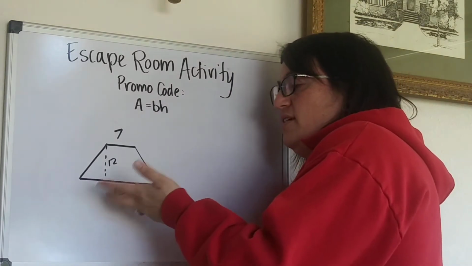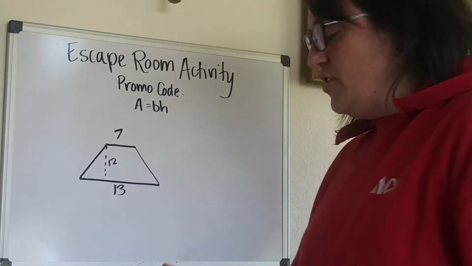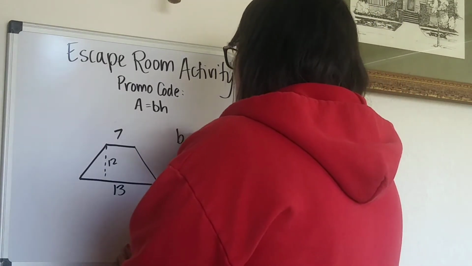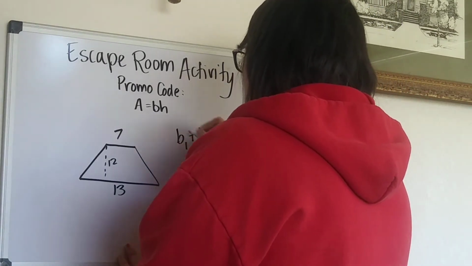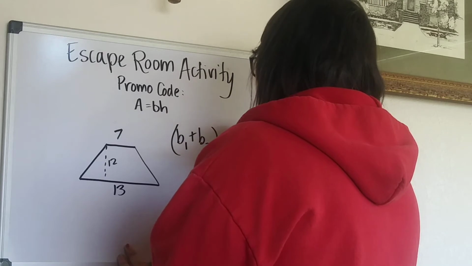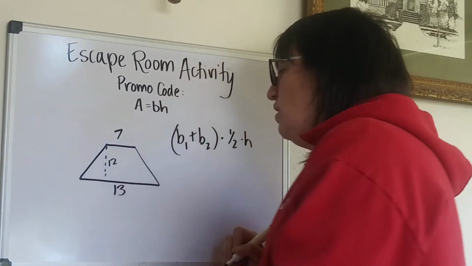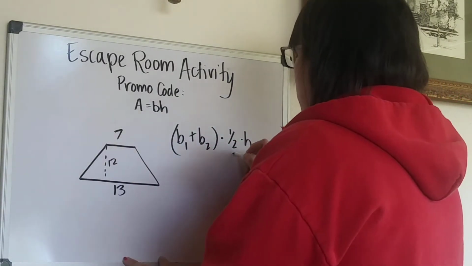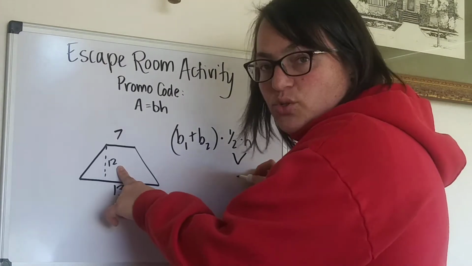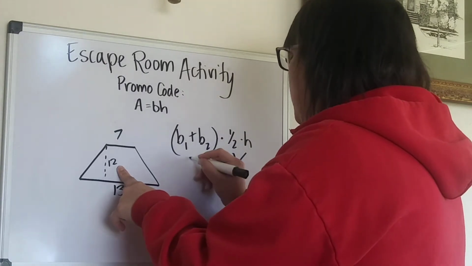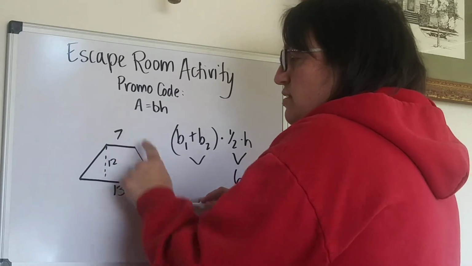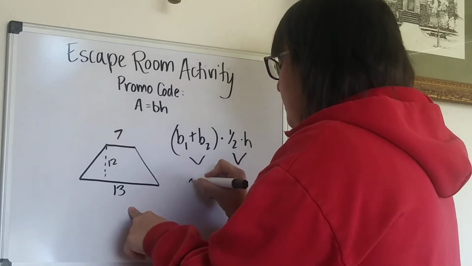So here's a trapezoid they've given us. If you remember your area of a trapezoid, I take my base 1, I add my base 2, and then I multiply that by half of the height. I look here and say, oh look, half of my height is 12, so therefore half is 6, and then my base 1 plus base 2 makes a 20.